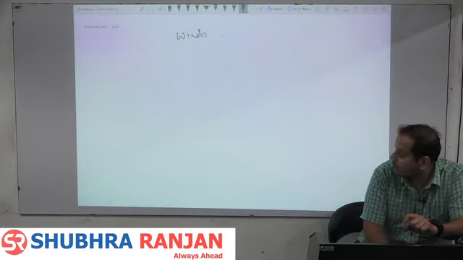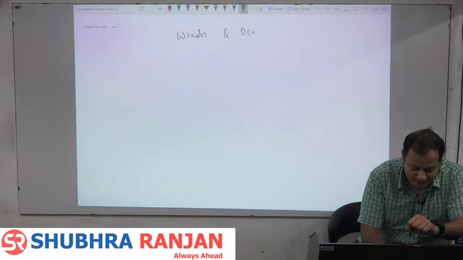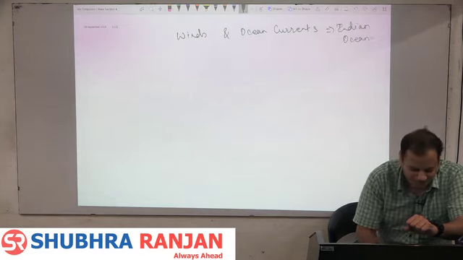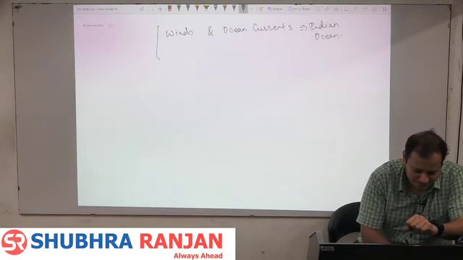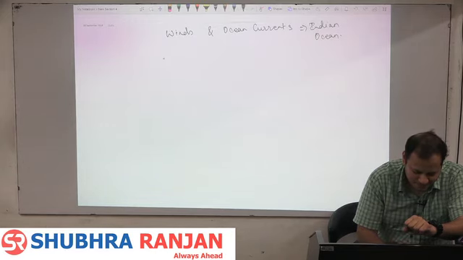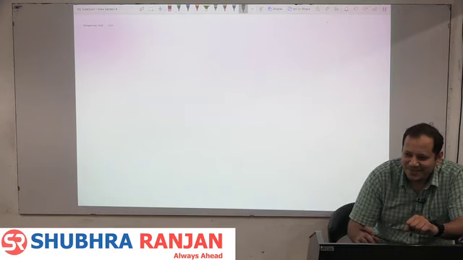So the relationship between winds and ocean currents in the Indian Ocean. कैसे लिखोगे आंसर? In the Indian Ocean. कोई और आंसर?